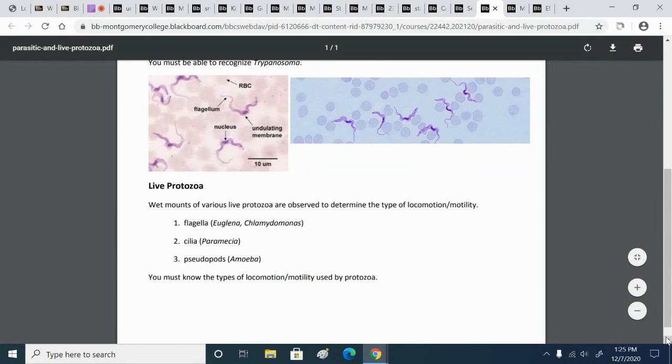So we did look at some videos of these organisms, like the Euglena, which was green and had one flagellum. We've seen paramecia, which are covered with cilia, and the amoeba crawl around using pseudopods. So you should know the mechanisms of locomotion and give some examples of protozoa. Any questions on the protozoa?